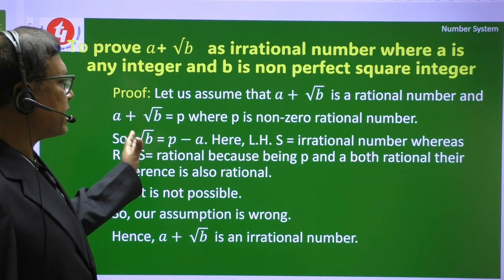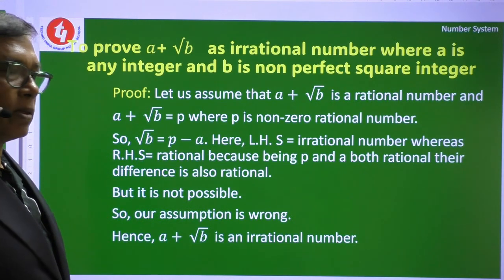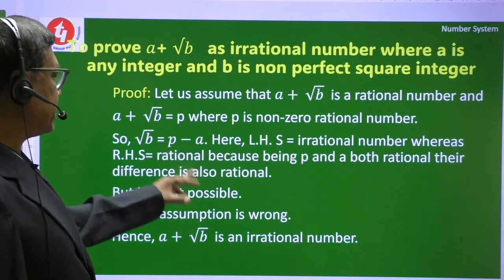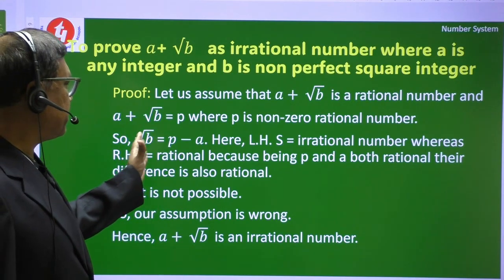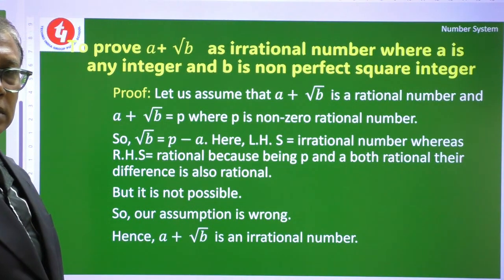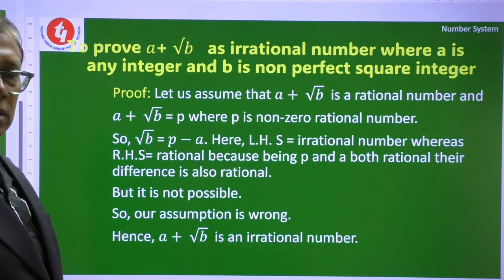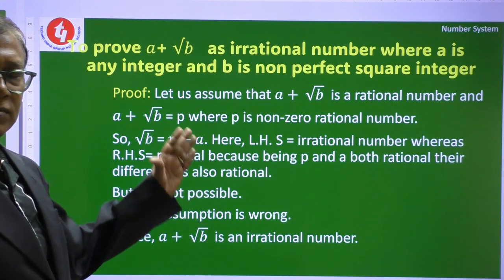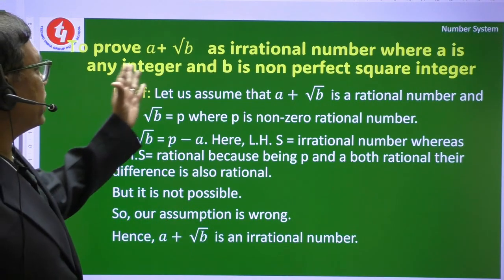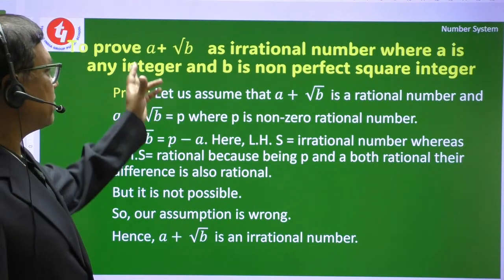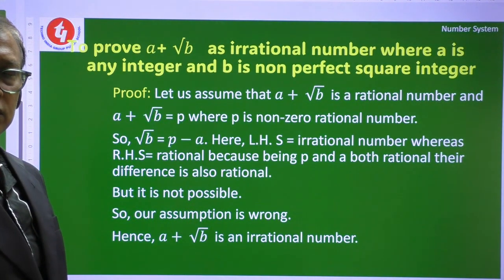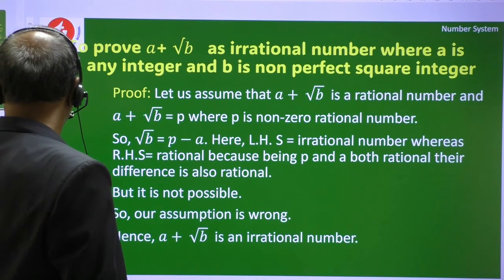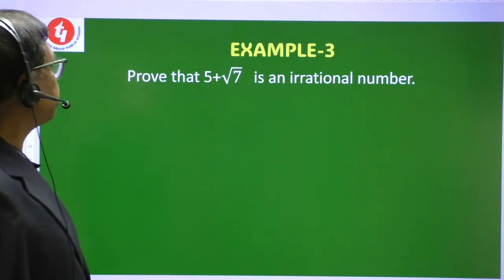So the left hand side, root b, is an irrational number, whereas the right hand side, p minus a, is a rational number. So one irrational number cannot be equal to a rational number. Yes or no? So that implies our assumption is wrong. And when the assumption is wrong, we can say the given number is an irrational number. So like this we can prove. This part is clear?